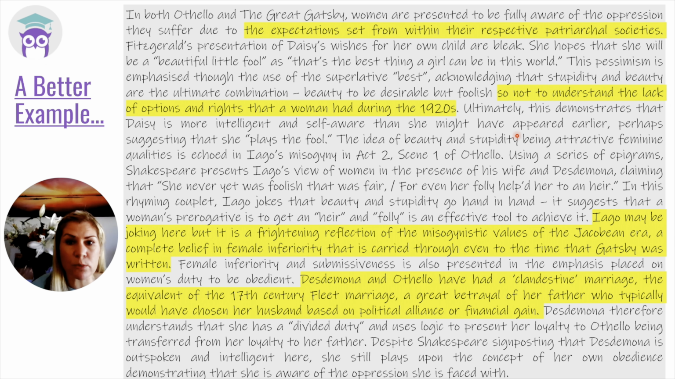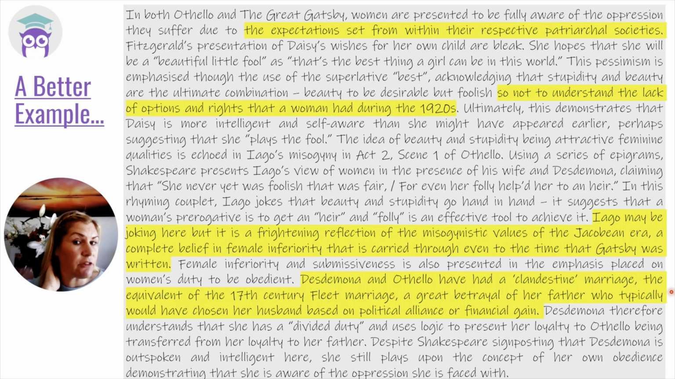I won't reread all of this again because it's exactly the same as before, but I'll scooch down to here. In this rhyming couplet, Iago jokes that beauty and stupidity go hand in hand. It suggests that a woman's prerogative is to get an heir, and folly is an effective tool to achieve it. Iago may be joking here, but it is a frightening reflection of the misogynistic values of the Jacobean era, a complete belief in female inferiority that is carried through even to the time that Gatsby was written. So note how I've put in context here, and I've made the link back to Gatsby as well. And then I move on to the development of my paragraph.